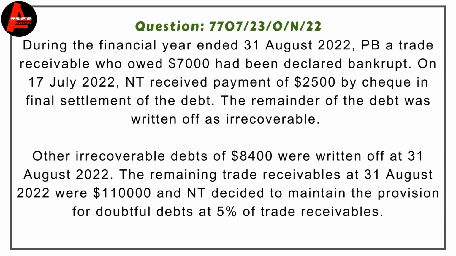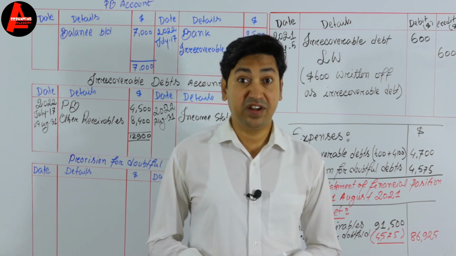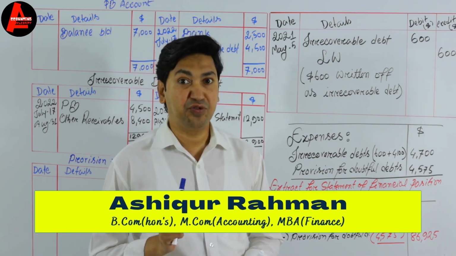So at the end of the question, it is written that other recoverable debts of $8,400 were written off at 31st August 2022. Okay, we recorded that. The remaining trade receivable at 31st August 2022 was $110,000, and ANTE decided to maintain the provision for doubtful debts at 5% of trade receivable. So now we need to calculate 5% on all the amounts of trade receivable.